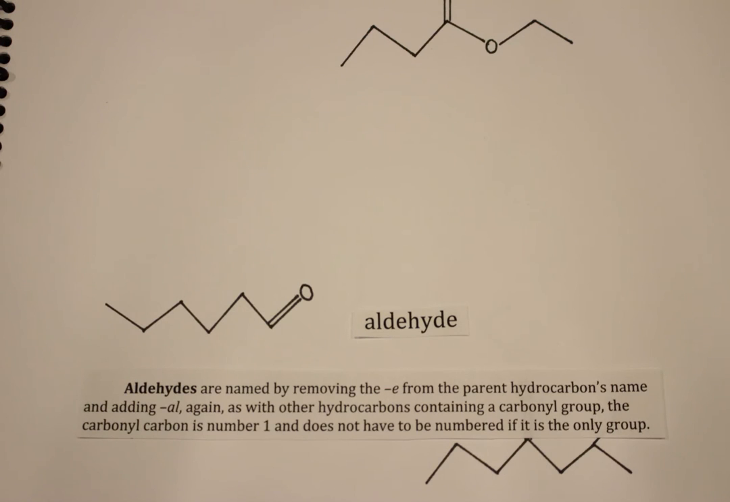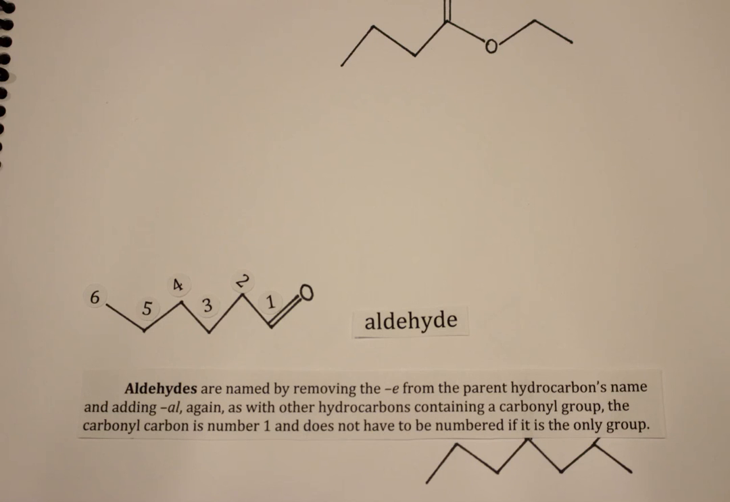An aldehyde is a carbonyl attached to an R group or an alkyl substituent on one side and a hydrogen on the other. Aldehydes are named by removing the E from the parent carbon's name and adding al. So as with other hydrocarbons with a carbonyl group, the carbonyl carbon is number 1. So we number this way.